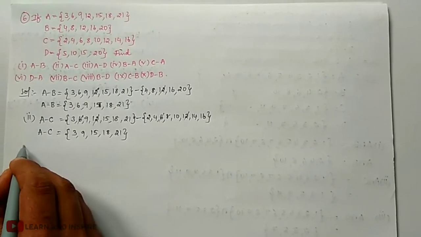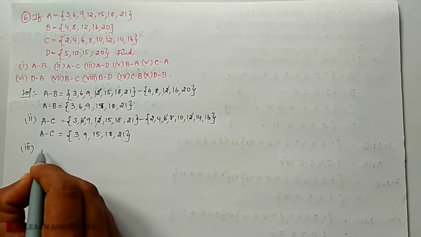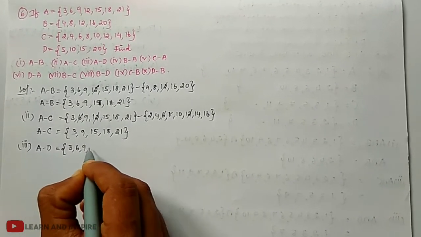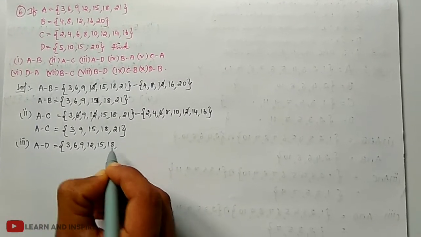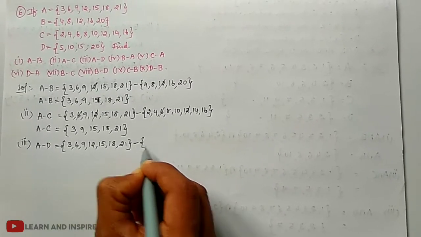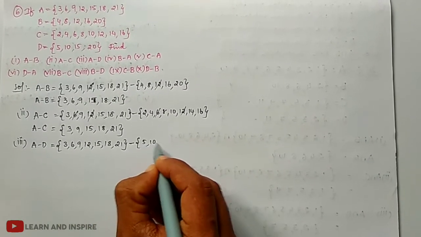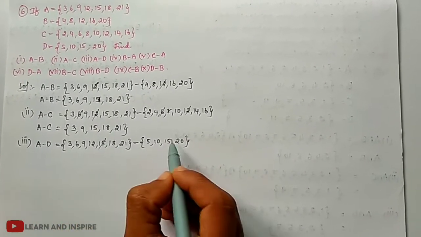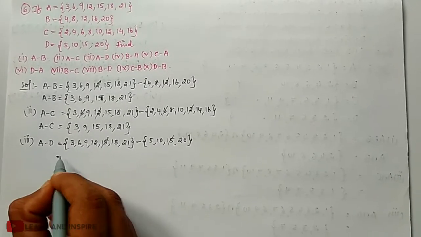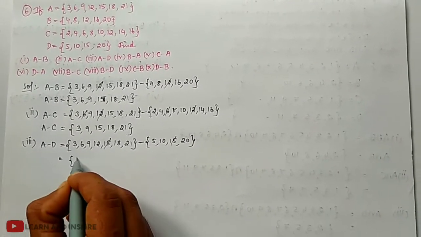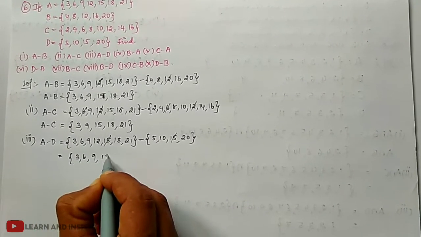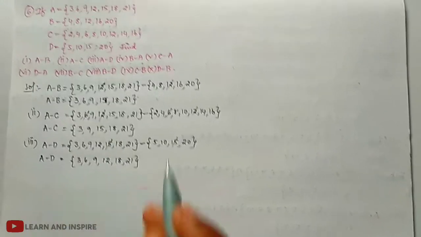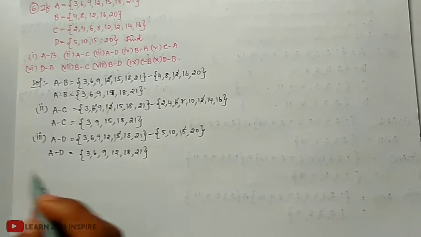Okay, third one. So what is the third one? A minus D. The elements of A, 3, 6, 9, 12, 15, 18, 21, minus the elements of D, 5, 10, 15, 20. So what are the common elements? 15. So I cancel this 15. And the elements present in the first set are 3, 6, 9, 12, 18, 21. The remaining elements which are present in the first set, we write this as A minus D.